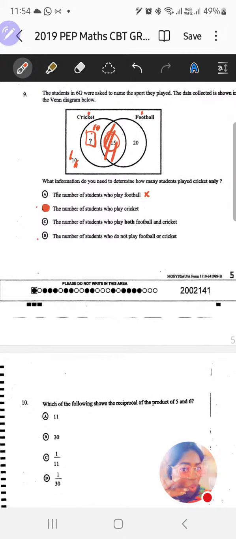All right, I hope that you are all following our discussion here. We are moving into number 10.